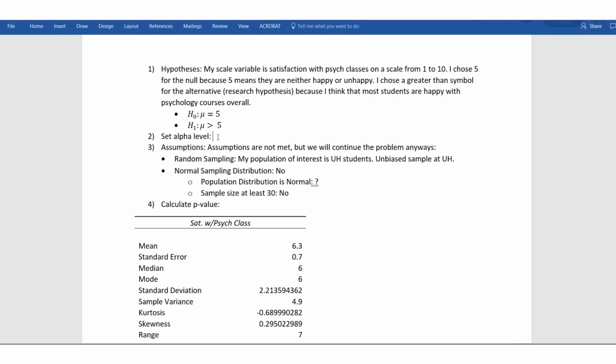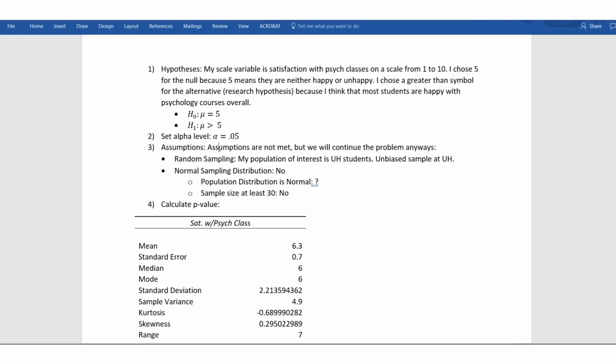Then you want to set your alpha level. And you can do this, backslash alpha. And you can just put it at 0.05. If you want, you can change it, but 0.05 is just the standard in psychology. So most people use 0.05.